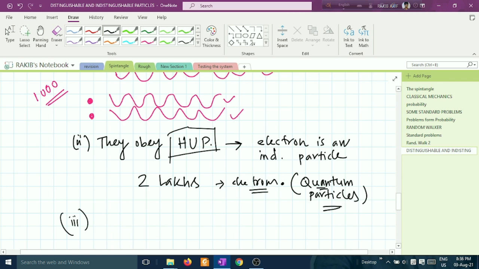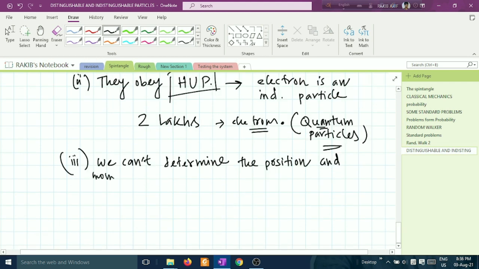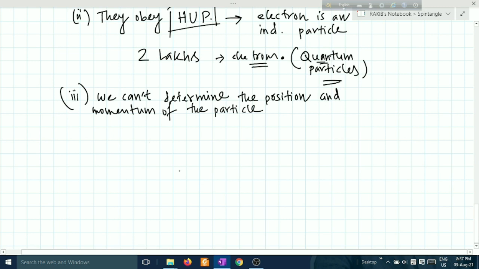Now go to the third point. We cannot determine the position and momentum of the particle at the same time.